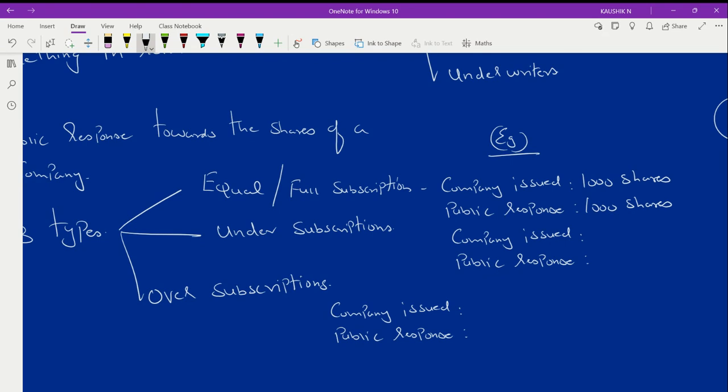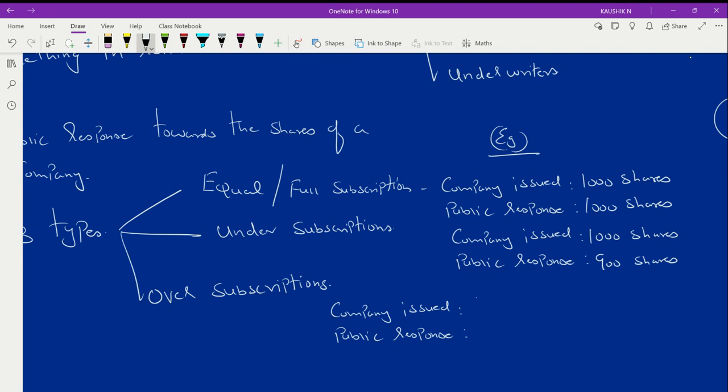The second category is under subscription. The company is issuing the same 1,000 shares for public subscription, whereas the public has responded only for 900 shares. So here it is an under subscription case. The company issued 1,000, but the company has received from the public only 900 shares.